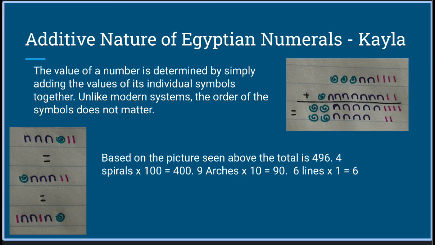And just to remind ourselves, we'll get into higher values, but just reminding us of the values of 1 through 100. 1 is equal to a staff symbol, 10 is equal to a heel bone, and 100 is a coil of rope. So essentially in our example in the far right corner, we can see that we have 4 of these spirals or coils. So 4 times 100 will be 400. 9 arches or heel bones times 10 is 90. And 6 lines or staves will be considered the value of 1. So once you add 400 plus 90 plus 6, you get 496.